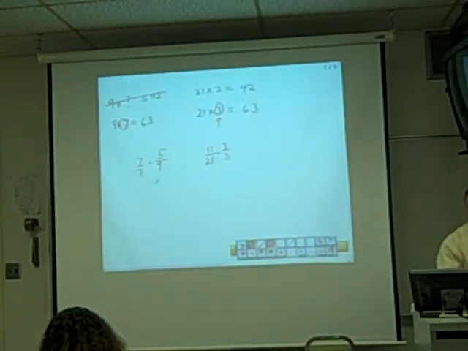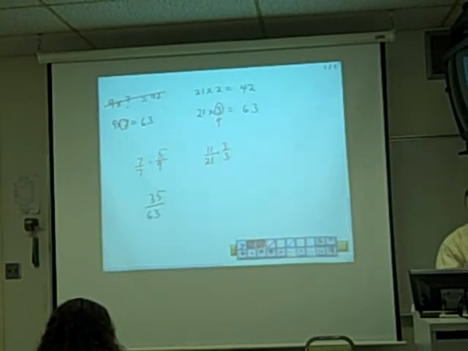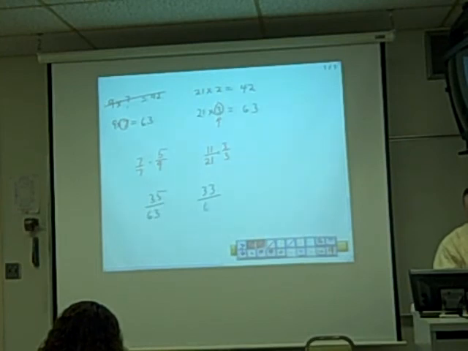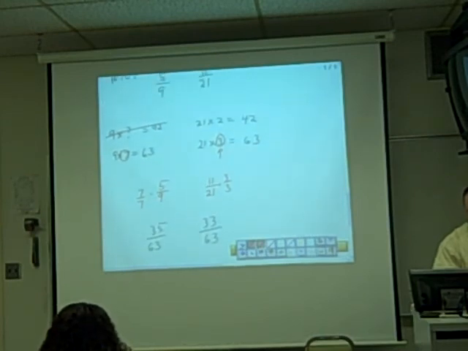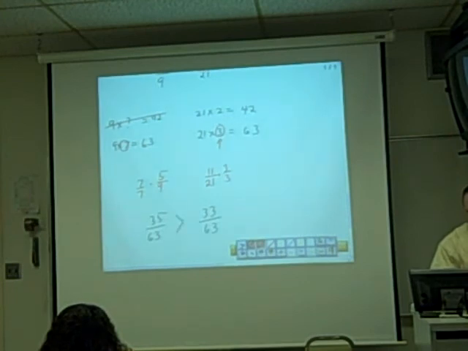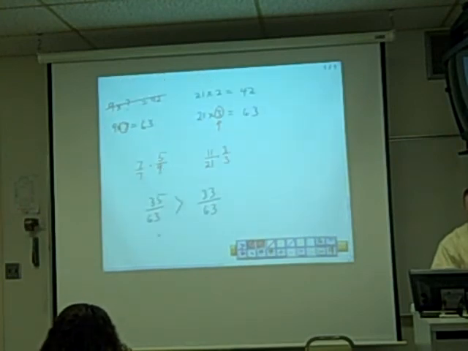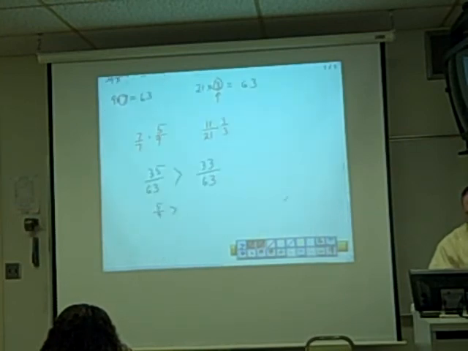And so that would be 7 times 5. What's that? 35 over 7 times 9 is 63. 11 times 3, what's that? 33 over 21 times 3, that's 63. So we can see that which one's larger? 35 over 63. So that means our 5 over 9 is also going to be larger than the 11 over 21. Okay, and that's the answer that you got.